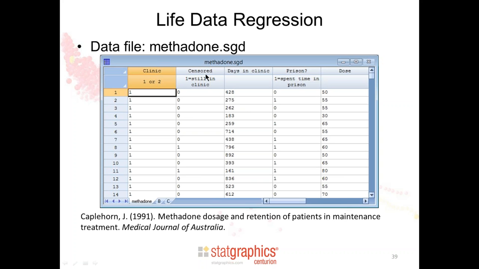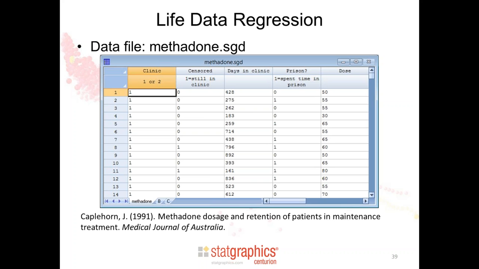You see a column over here with a censoring indicator. It's zero if the patient is no longer in the clinic. It's one if the patient is still there. So for example, the first patient is no longer there, so we know that they stayed in treatment for 428 days. On the other hand, patient 8 is still at the clinic. He's been treated for 796 days, but he's still there, so his eventual retention time is going to be greater than that.